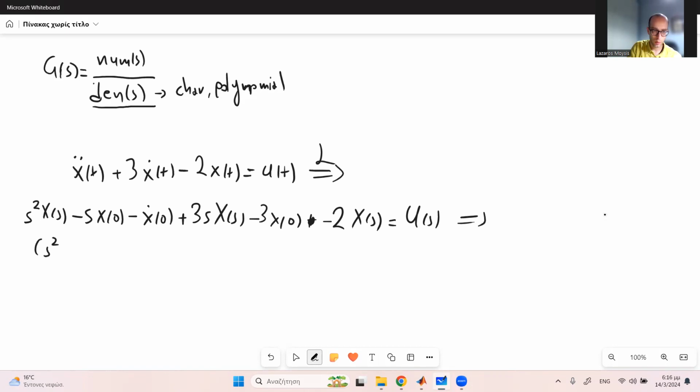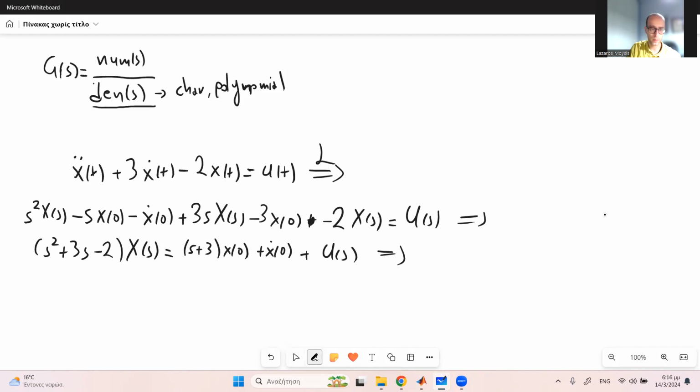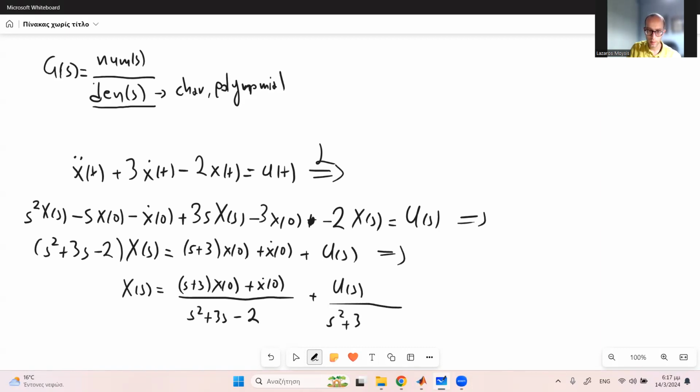So this will give us s squared plus 3 times s minus 2 over x of s. And this is equal to, let's see, s plus 3 x0, okay, plus x dot 0 plus u of s. Okay, so we have all of these terms here with regards to initial conditions and the input. And then let's send this factor on the other side of this equation, and we're going to obtain s plus 3 x0 plus x dot 0 over s squared plus 3s minus 2 plus u of s over s squared plus 3s minus 2.